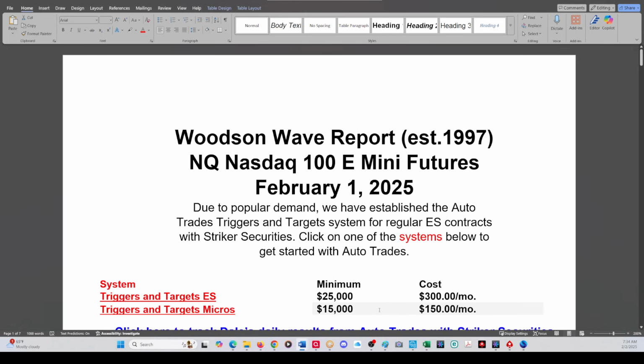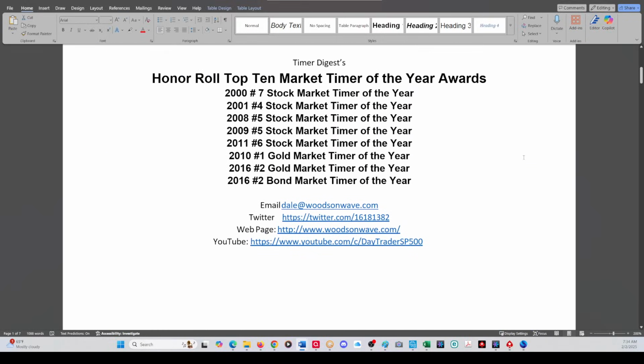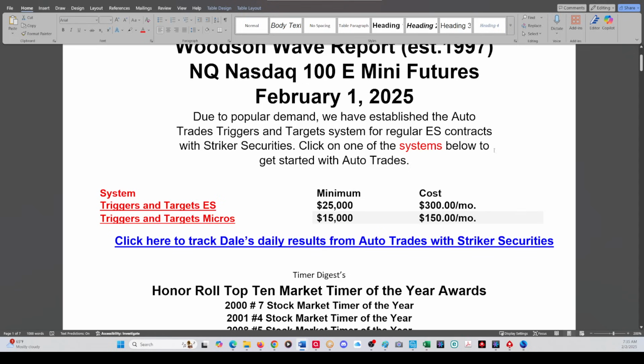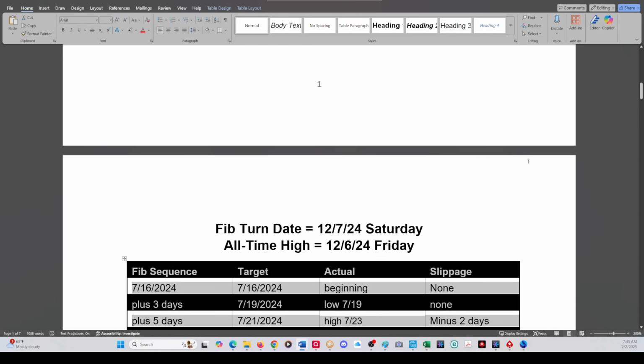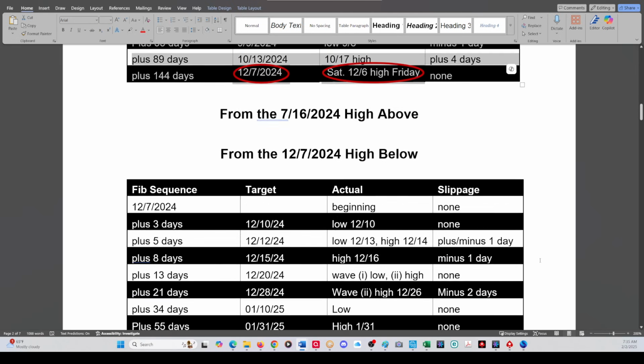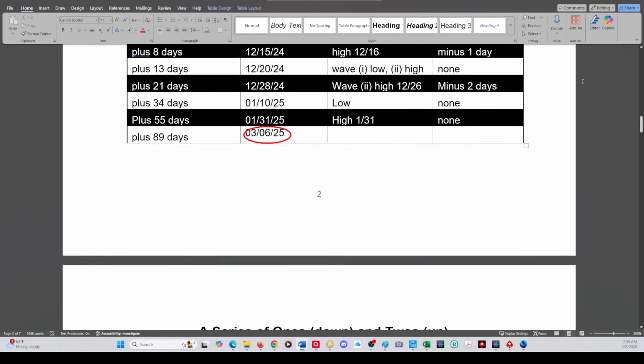So let's start with the NQ, the E-mini futures for the Nasdaq. We'll explain the system here for the auto trades in a little bit, but let's get into this Nasdaq. You can see we have two different Fibonacci time spirals, if you will. The one from the previous high in July called the 12.7 high, which was on a Saturday, so it happened on 12.6, and then we have another one from that 12.7 or 12.6 high, which went into January 31st, which just happened. Lots of good stuff there.